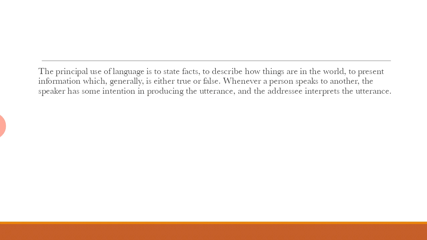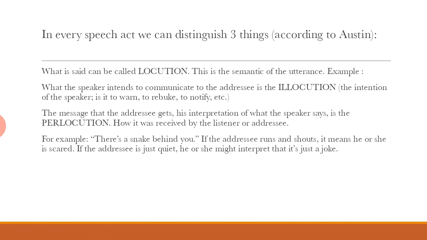The principle of language is to state fact, to describe how things are in the world, to present information which is either true or false. Whenever a person speaks to another, the speaker has some intention in producing the utterance and addressees interpret the utterance. In every speech act, we can learn three things according to Austin.